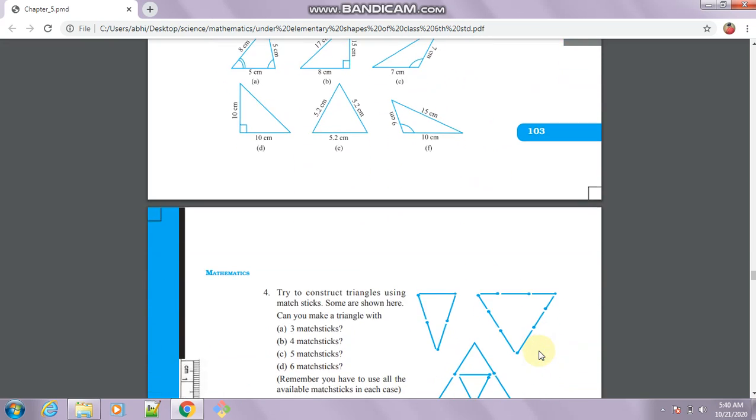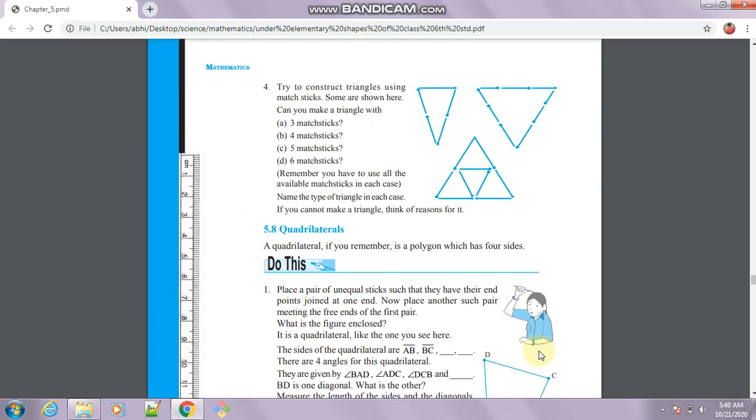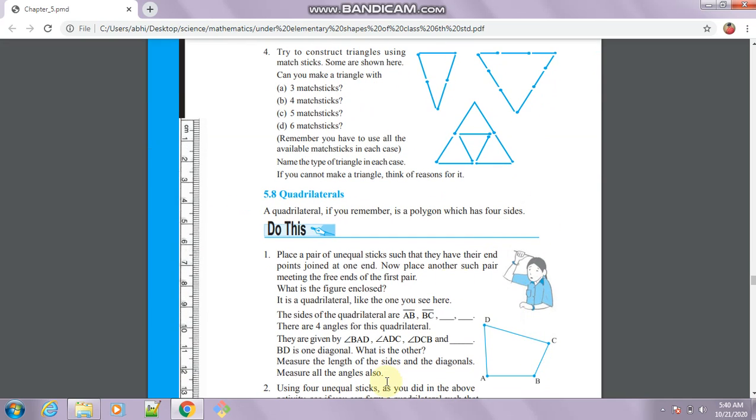Next, we have the quadrilateral. See, students, what do you mean by quadrilateral? Quad means how many sides? Four. So laterals means sides. Quadrilateral is nothing but a figure having four sides. It is called a quadrilateral.